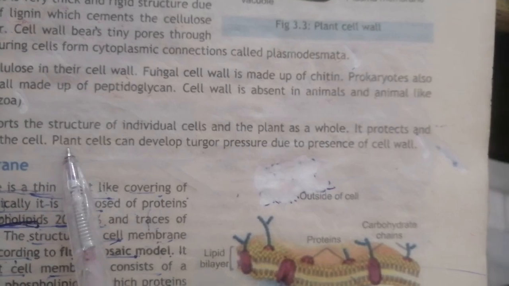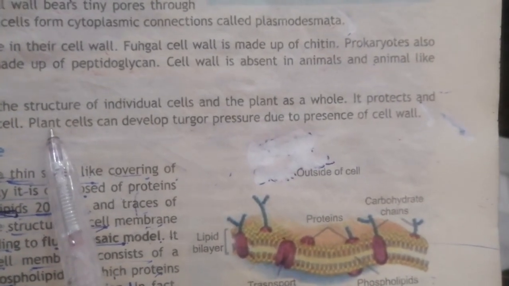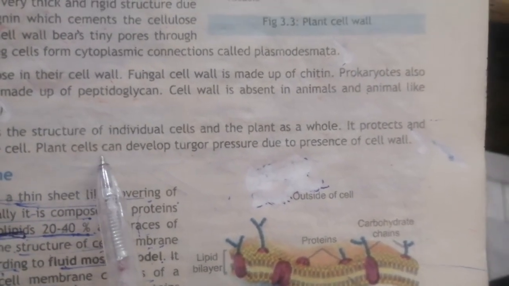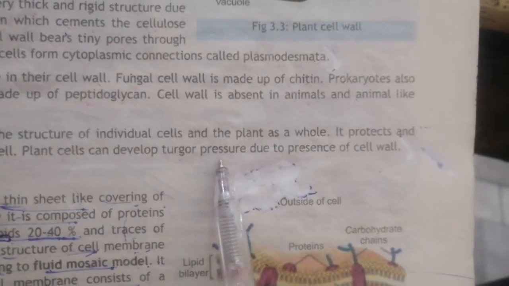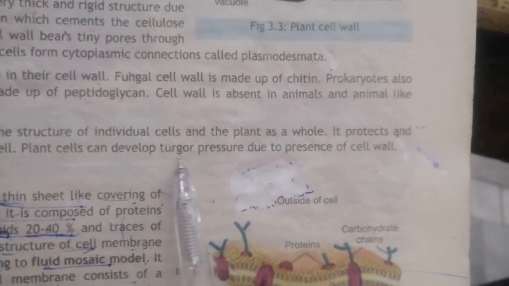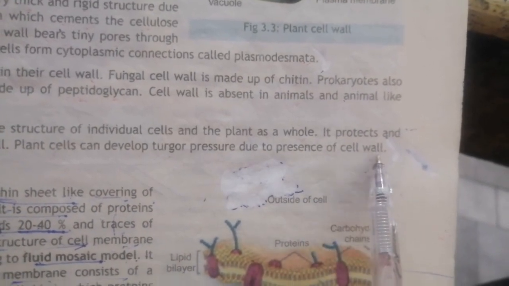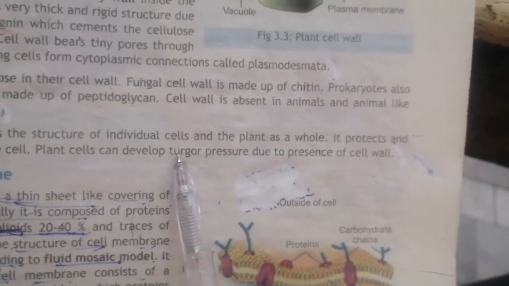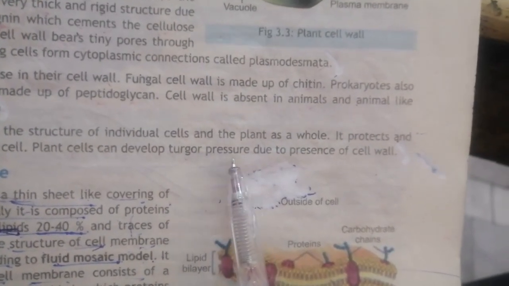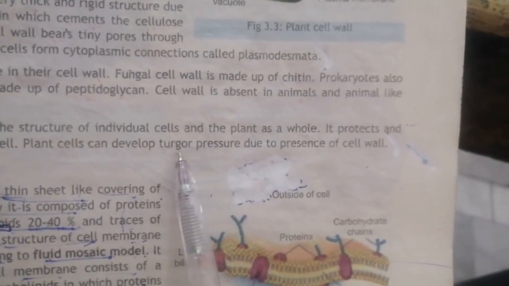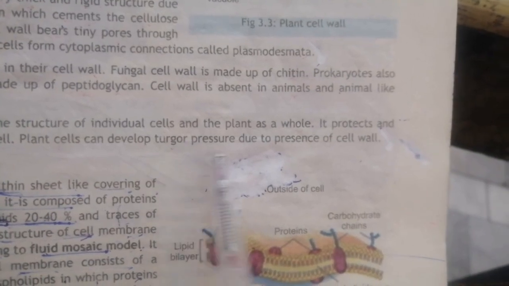Now come to the last function of the cell wall, which is number 3. Plant cells can develop turgor pressure due to the presence of the cell wall. What is this turgor pressure about? It is the pressure which is exerted by the internal water on the cell wall.